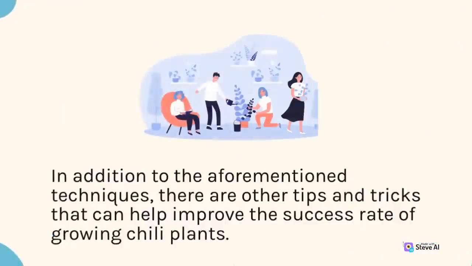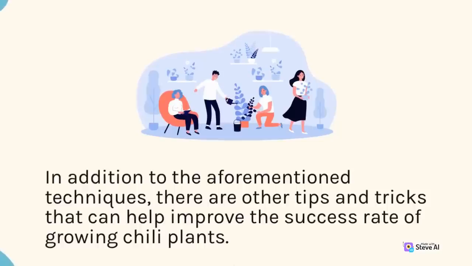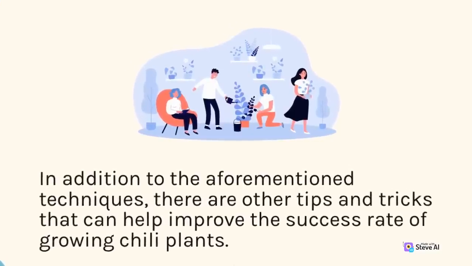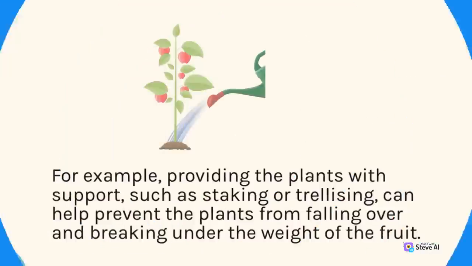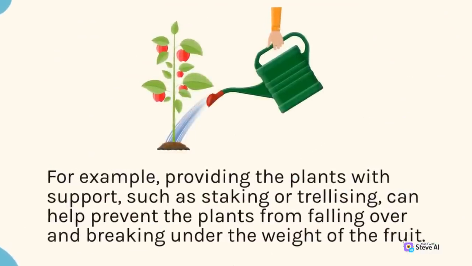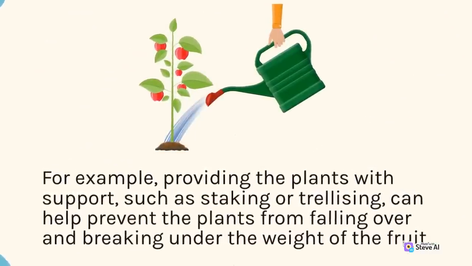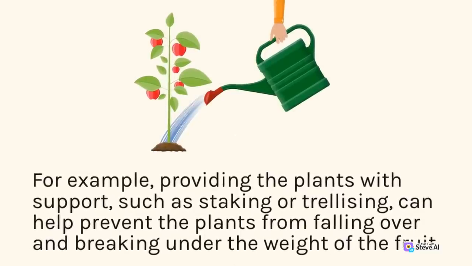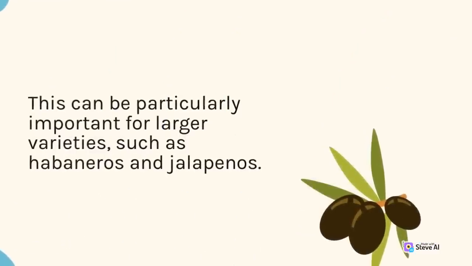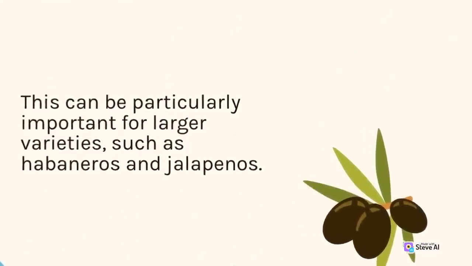In addition to the aforementioned techniques, there are other tips and tricks that can help improve the success rate of growing chili plants. For example, providing the plants with support, such as staking or trellising, can help prevent the plants from falling over and breaking under the weight of the fruit. This can be particularly important for larger varieties, such as habaneros and jalapenos.